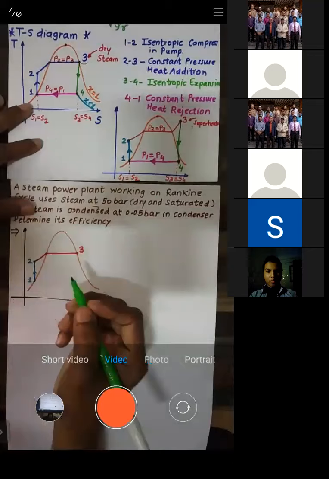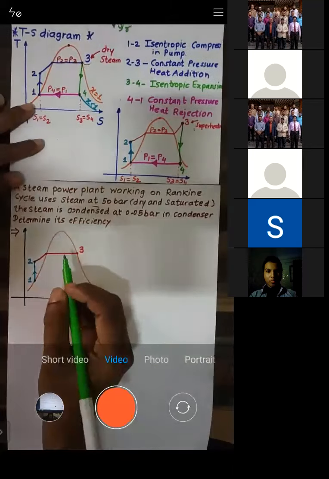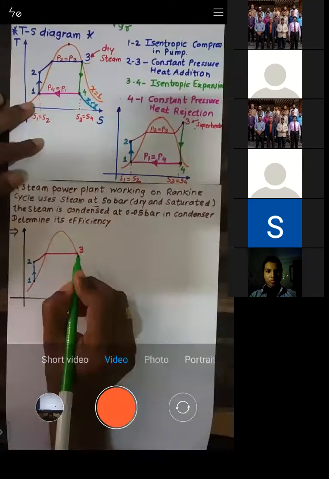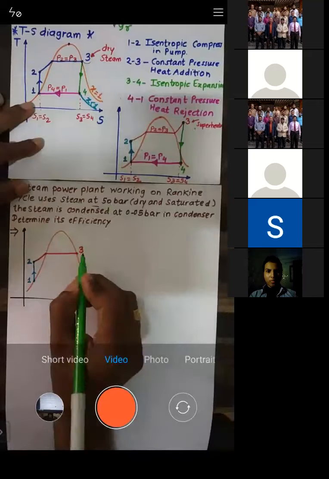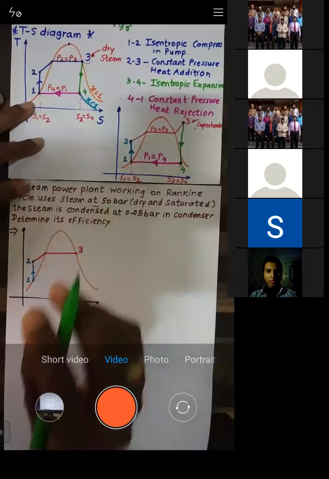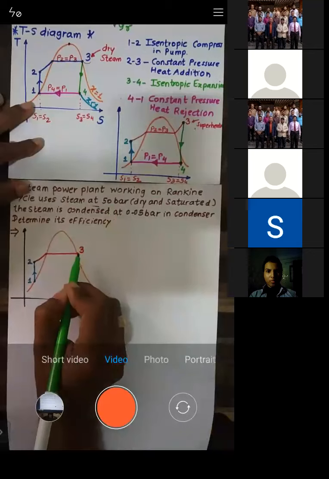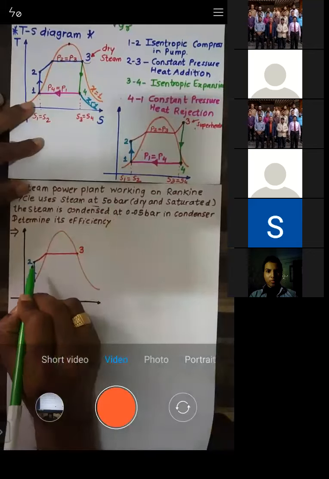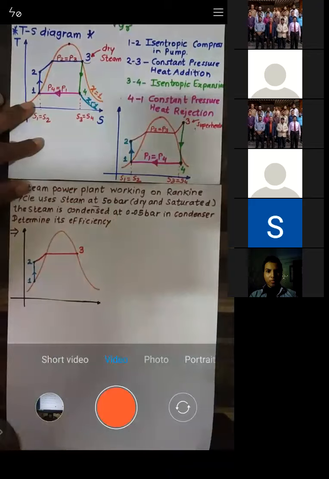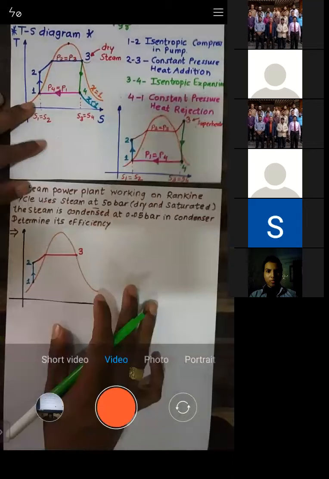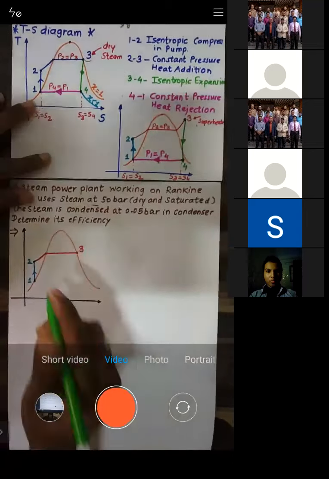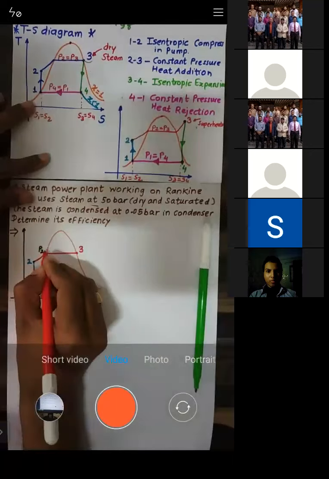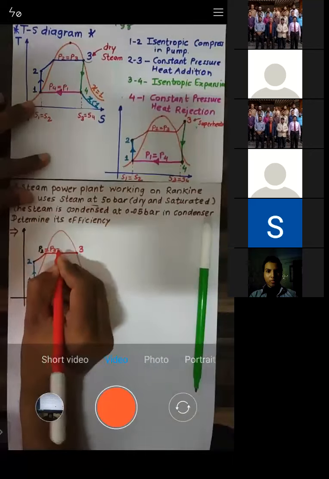Now, what they're using: a steam power plant working on a Rankine cycle uses the steam at 50 bar. So at point number 3, we want the steam to be at 50 bar. So pressure at point number 3 should be 50 bar. Now you know that pressure at point 3 is equal to pressure at point 2, because 2 to 3 is done at constant pressure, and that occurs in a boiler. So I'll just write here, P2 is equal to P3 and is equal to 50 bar.